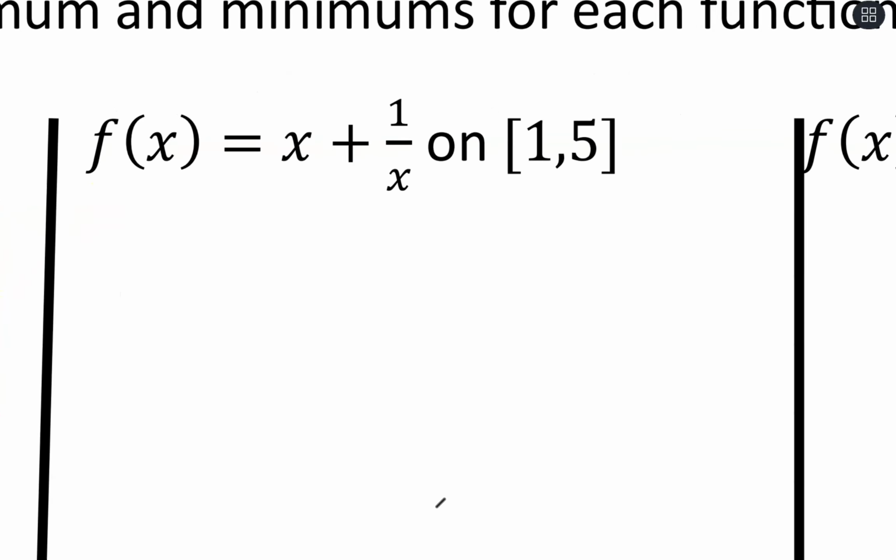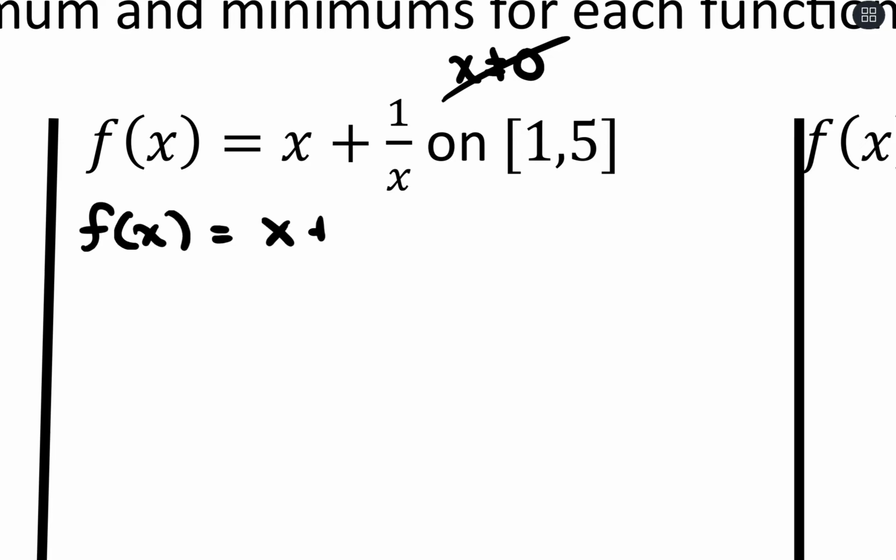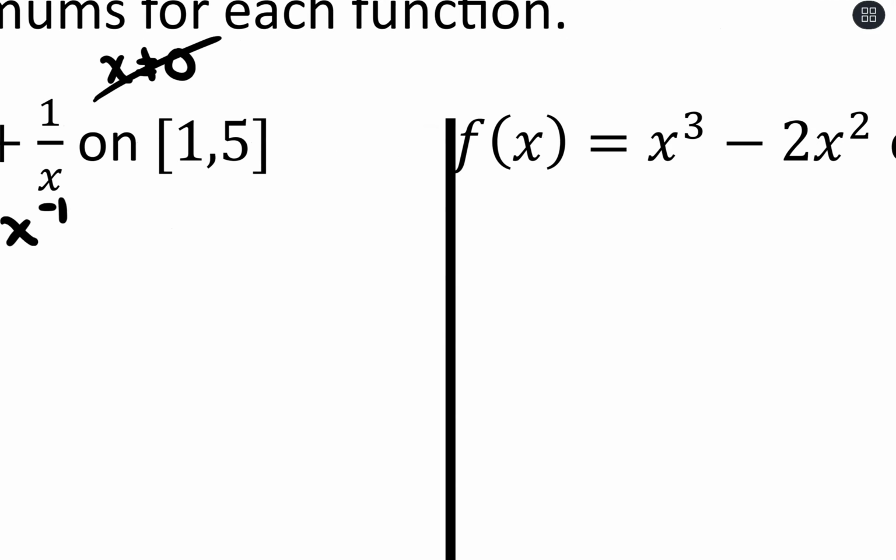Okay, so something I want to be careful of here is that this is defined at x equals 0. We'd have a vertical asymptote. However, our interval doesn't include 0, so we should be okay. But just again, take a look at the function, think about where it's undefined, and any issues that might cause. Okay, so this is coming from x plus x to the negative 1.